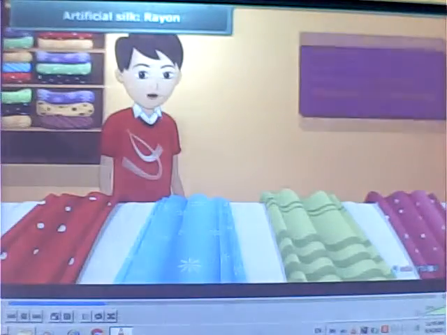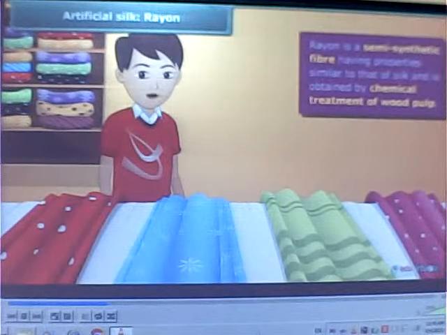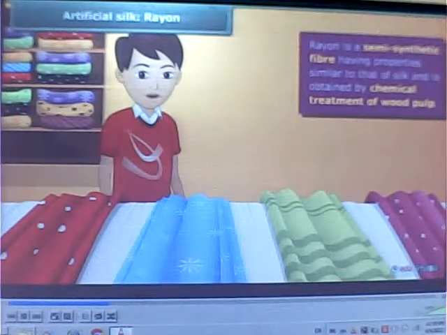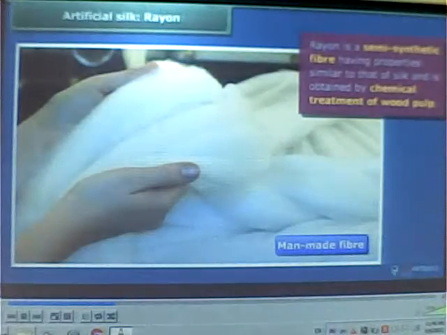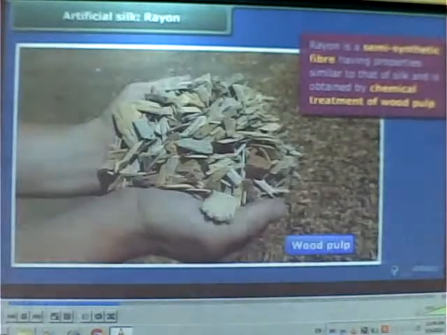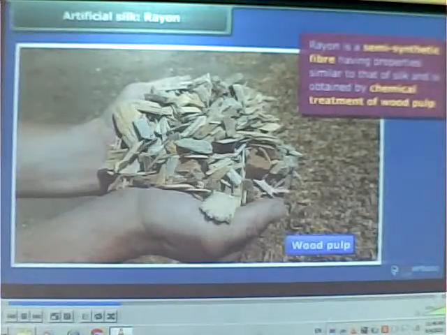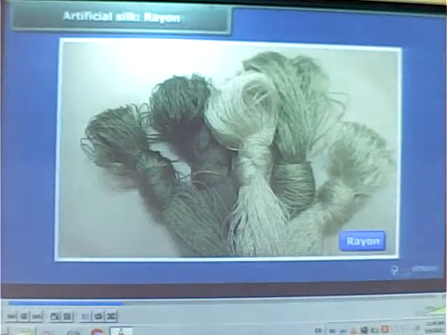Do you know that rayon is a semi-synthetic fiber having properties similar to that of silk? Can you guess why it is called a semi-synthetic fiber? It is a man-made fiber obtained by chemical processing of wood pulp, which is a natural resource. Do you know that rayon is also known as artificial silk?